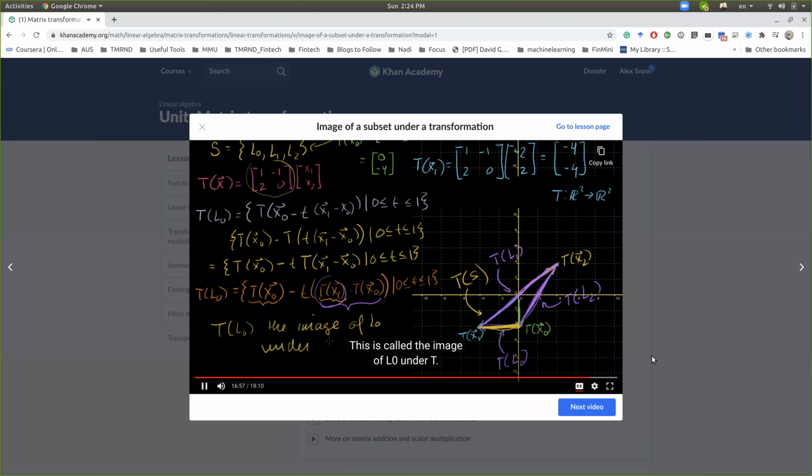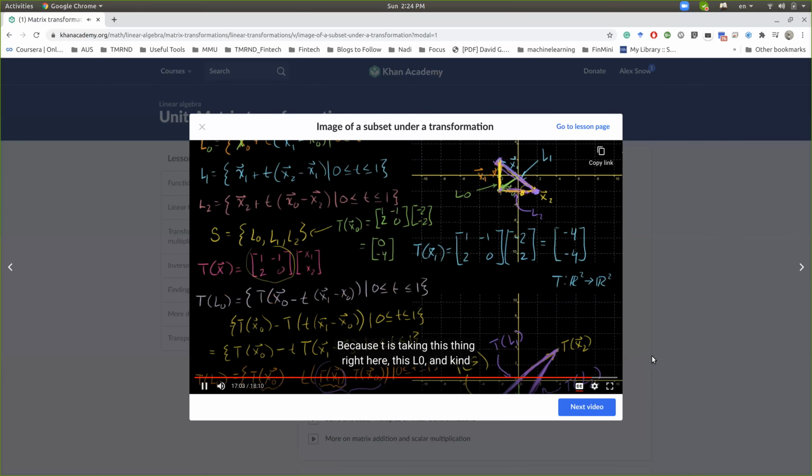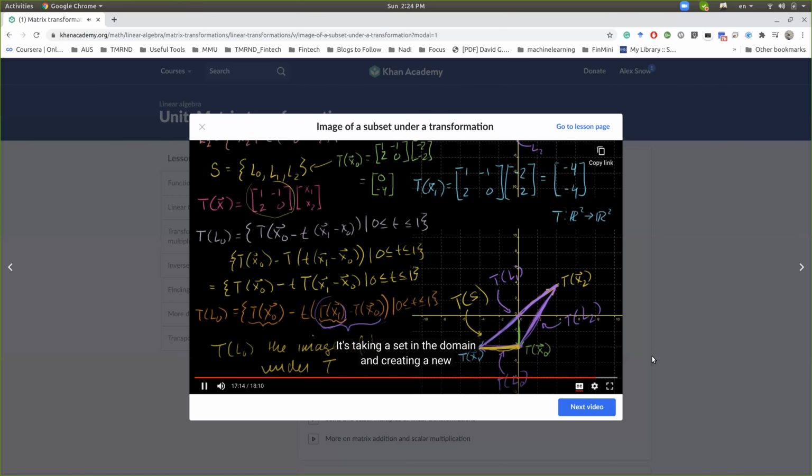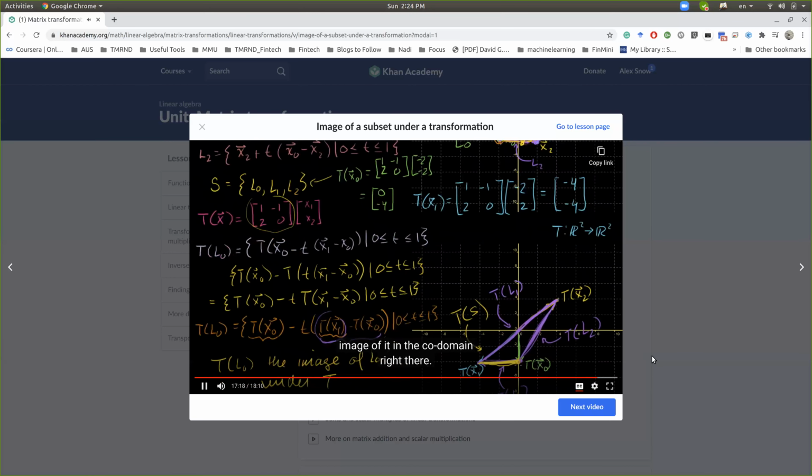under T. And it kind of makes sense, right? Why do they call it the image? Because T is taking this thing right here, this L naught, and kind of distorting it or creating a new image of it in the codomain, right? It's taking a set in the domain and creating a new image of it in the codomain right there.